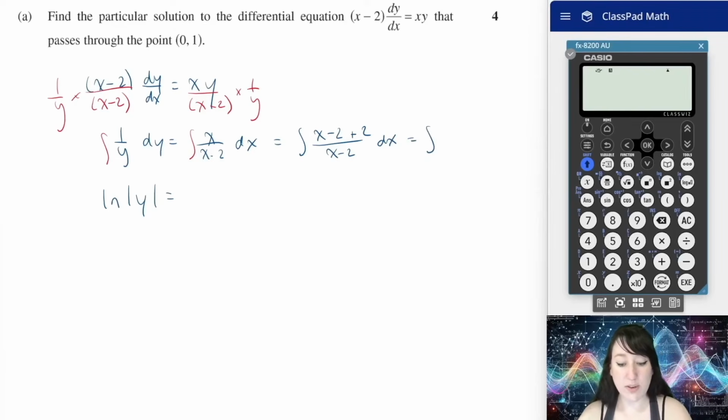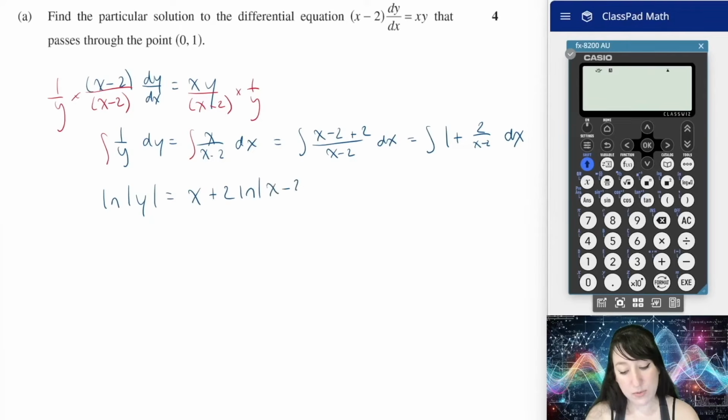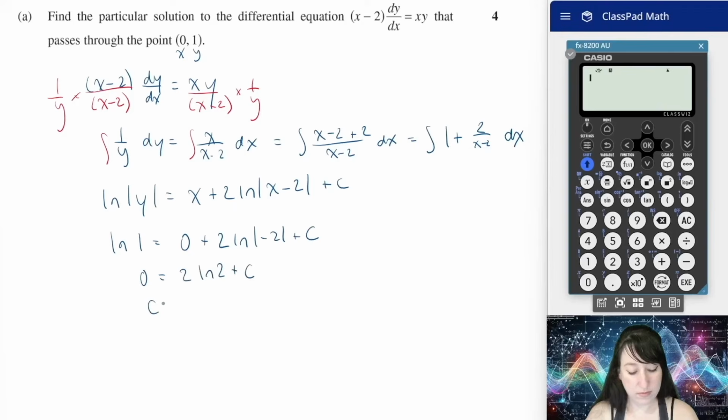And then splitting that into 2 fractions. The first being x minus 2 over x minus 2, which is 1, and the second, 2 over x minus 2. So integrating that, we get x plus 2 ln of absolute value of x minus 2 plus c. Now the particular solution depends on the point that this goes through, which is (0, 1), and that'll help us find the value of c. So we have x being 0 and y being 1. So c is negative 2 ln 2.